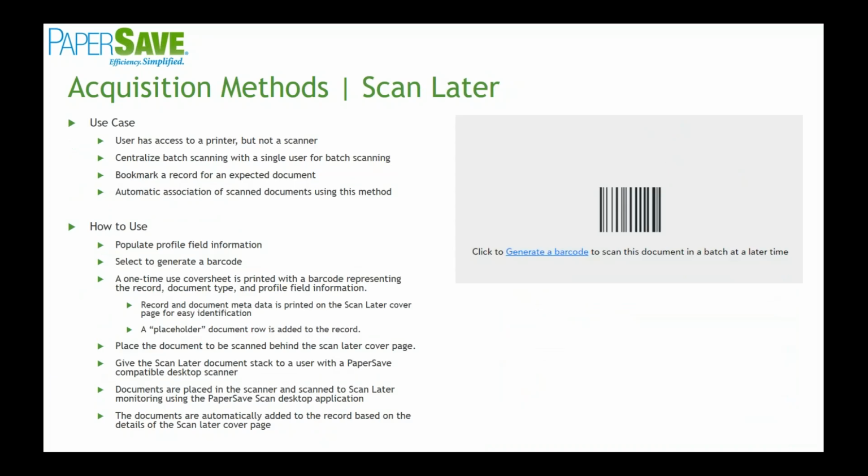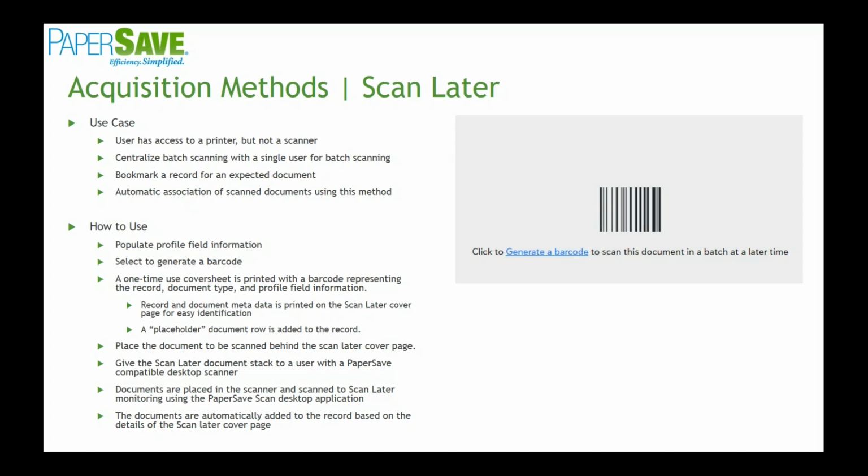And then we have Scan Later. So Scan Later is useful for when you have access to a printer, you do not have access to a PaperSave scanner, but you have physical documentation that needs to be added to PaperSave. So the point of Scan Later is basically you're creating a placeholder. You're telling PaperSave, hey, I have this document in front of me. This is the information that's relevant to this document, and it's going to come at a later time.